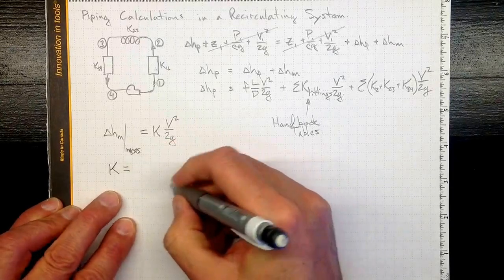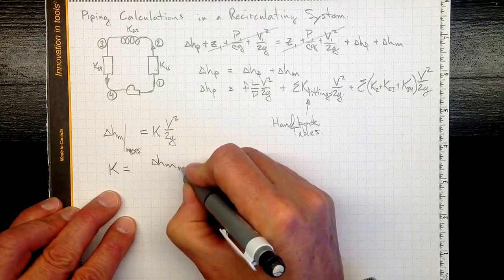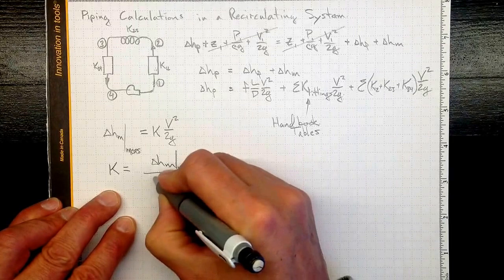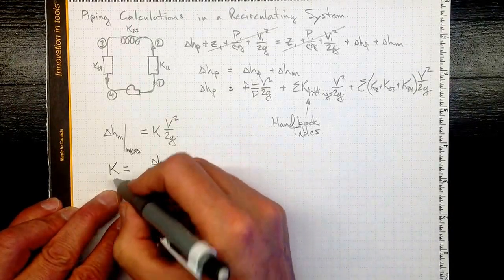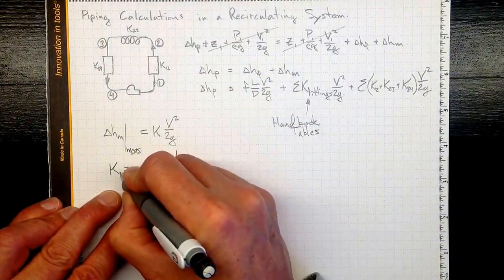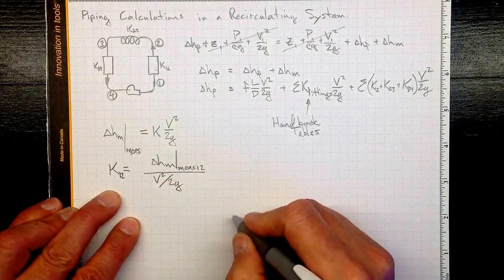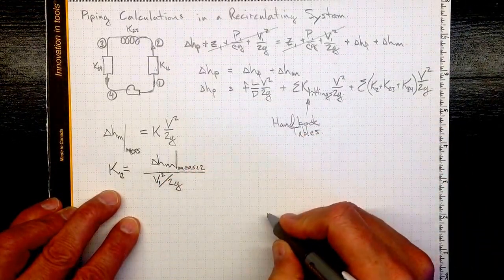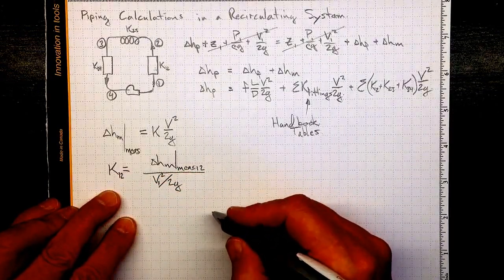K will be that delta H measured divided by V squared over 2g. So we can figure out the minor loss coefficients that go along with a particular unit. For instance, for K12, we'd measure the head loss from location 1 to 2, and we'd use probably V1 as our reference velocity. And we just make a note that V1 was the one that went with K12.